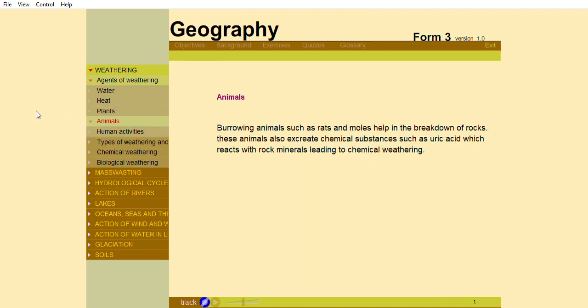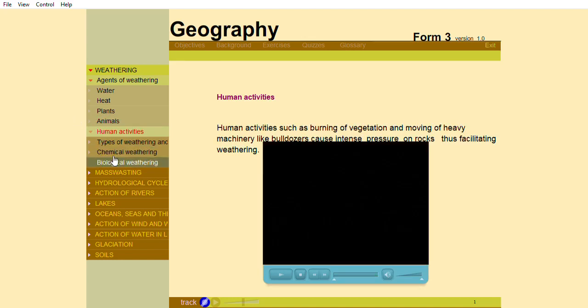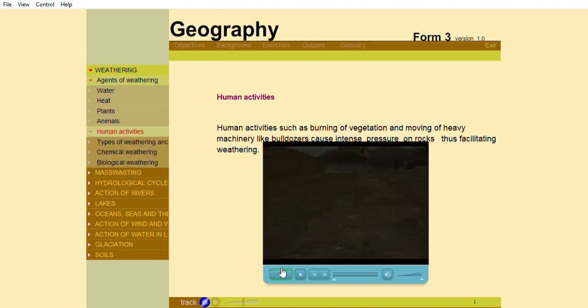Animals. The activities of burrowing animals such as rats and rodents enhance weathering. Human activities.